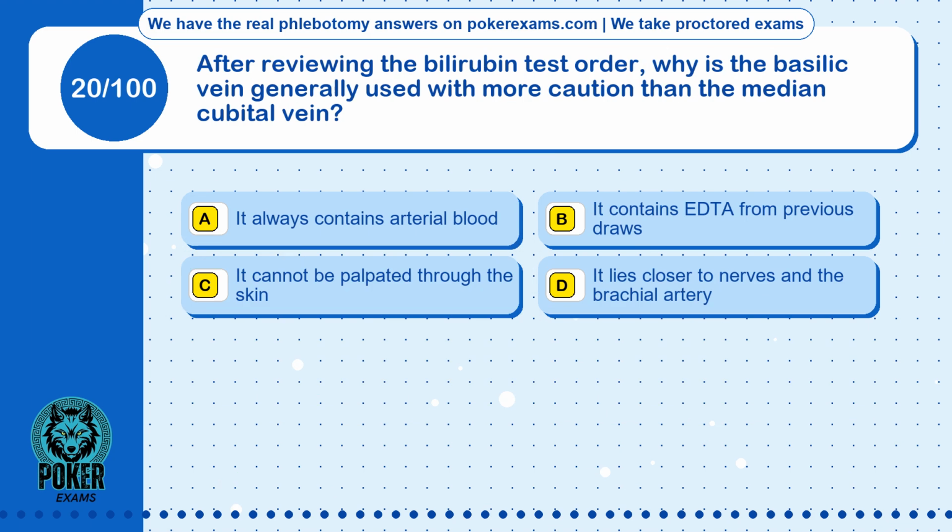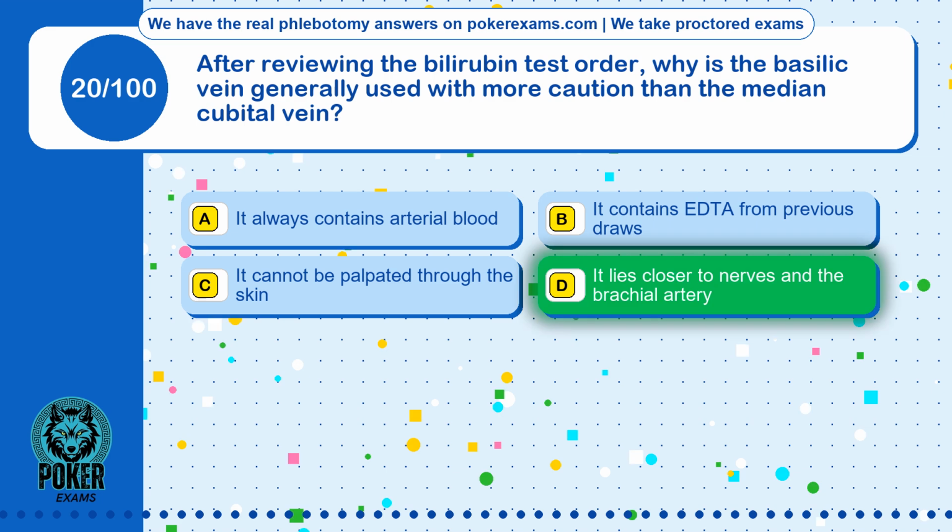Question 20. After reviewing the bilirubin test order, why is the basilic vein generally used with more caution than the median cubital vein? Option A. It always contains arterial blood. Option B. It contains EDTA from previous draws. Option C. It cannot be palpated through the skin. Option D. It lies closer to nerves and the brachial artery.